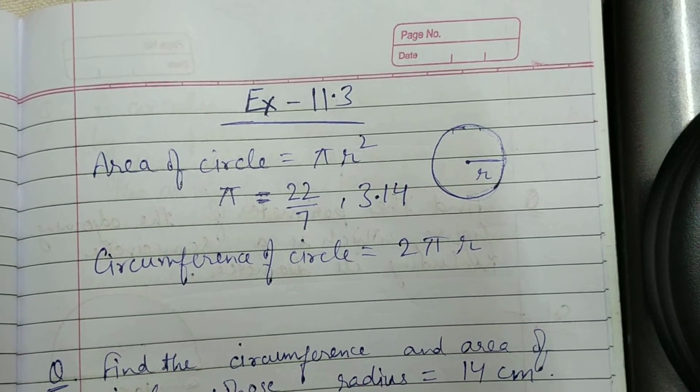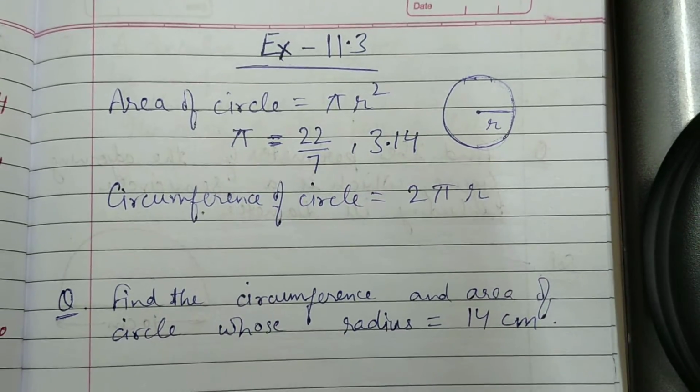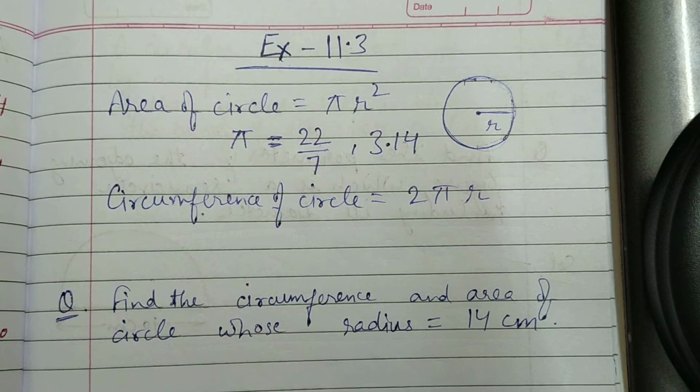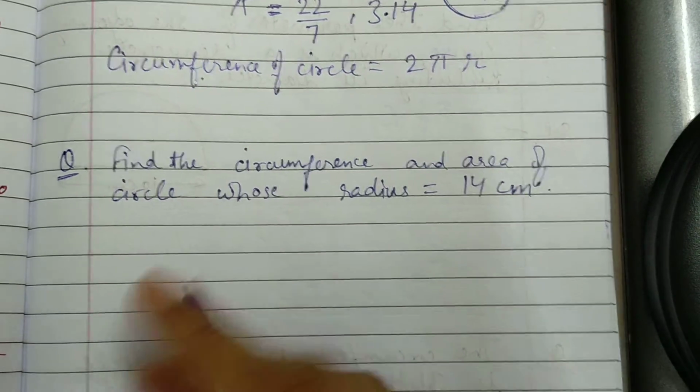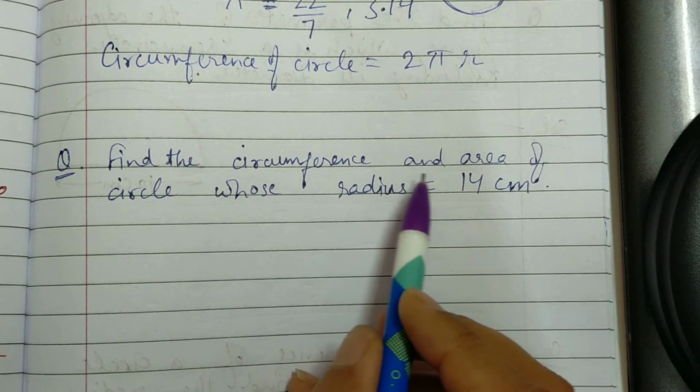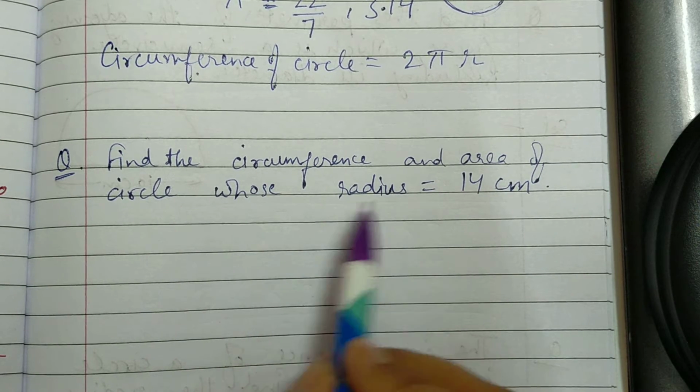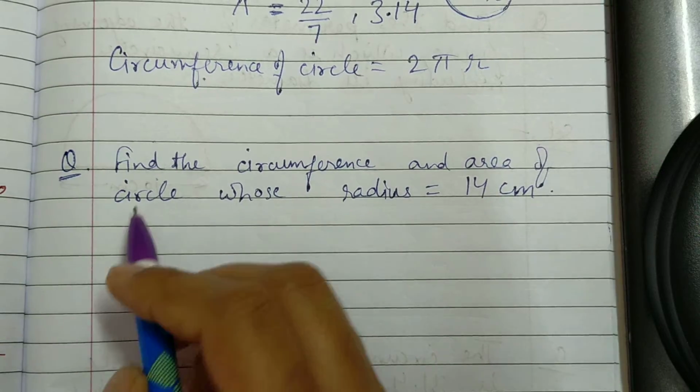These are the formulas that you have to apply to find the area of circle and circumference of circle. These formulas we will apply in all the questions. First question, find the circumference and area of the circle whose radius is 14 centimeter.